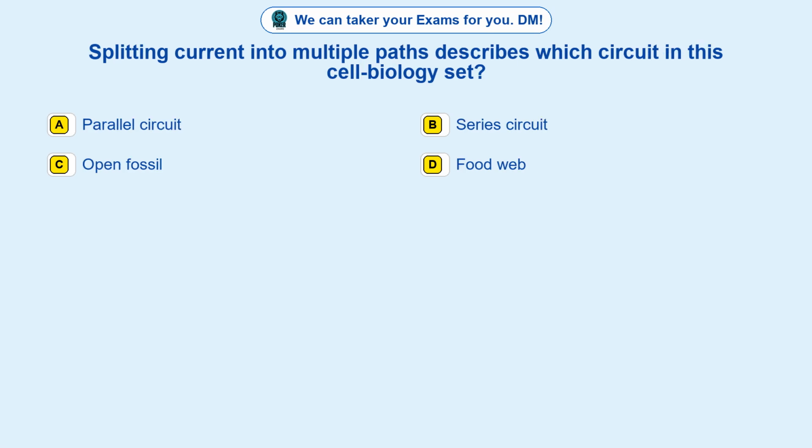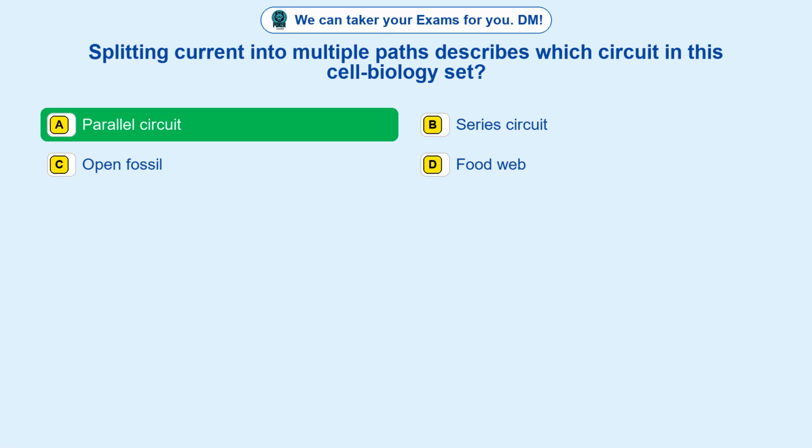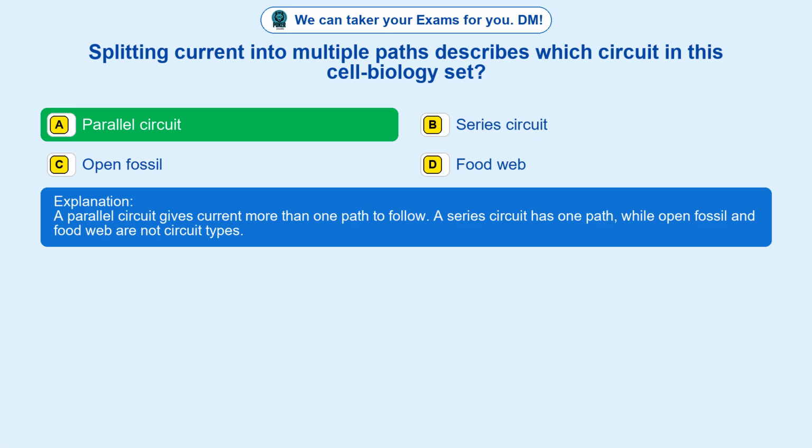Question 72. Splitting current into multiple paths describes which circuit in this cell biology set? Option A, parallel circuit. Option B, series circuit. Option C, open fossil. Option D, food web. The correct answer is option A. Parallel circuit. A parallel circuit gives current more than one path to follow. A series circuit has one path, while open fossil and food web are not circuit types.